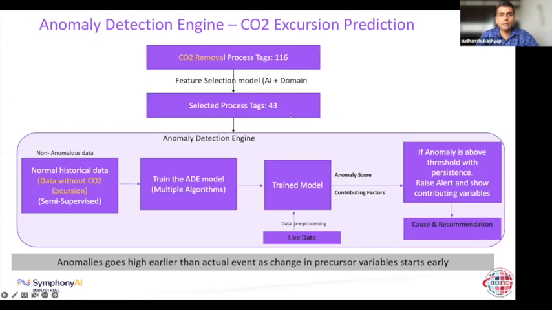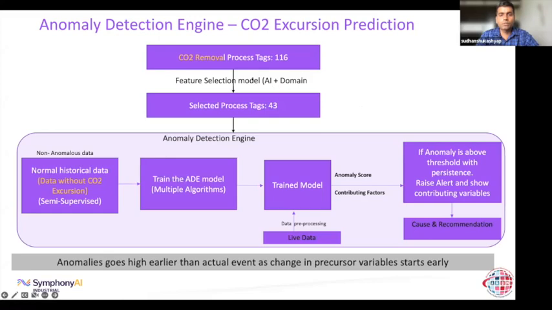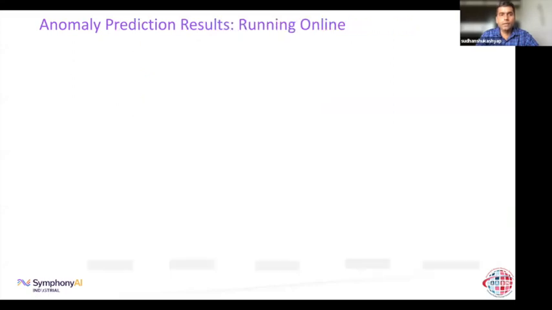So again, the same architecture we discussed before. You start with the whole process data, then you select a few variables which are important for the excursion events. You remove the excursion events from historical data, train the model, and then once the model is trained, you go live and start running it on real-time data to pick up these anomalies as they develop on the go.